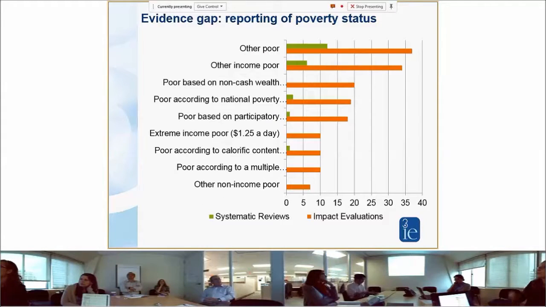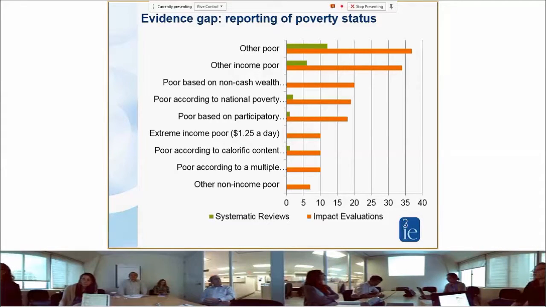When you look at the types of categories of poverty that these studies report, the majority of the studies that tell you that they're evaluating effects on the poor will just tell you that. That's the end of it. They don't define it. They don't tell you what they mean by the poor. Very few of them actually give you specific definitions, such as, we evaluated the poor based on a national poverty line, or based on calorific content or food security, or a multiple deprivation index, or $1.25, or whatever it is.